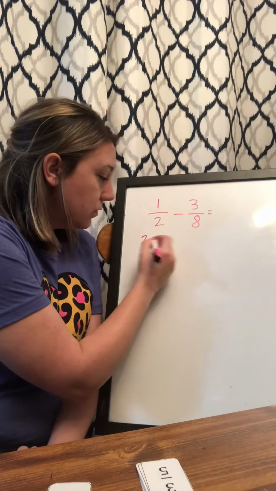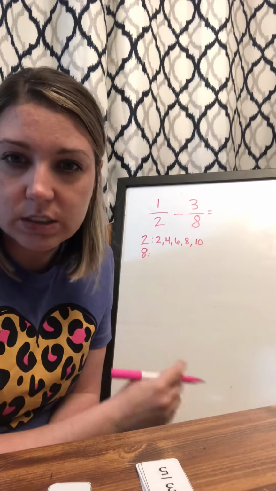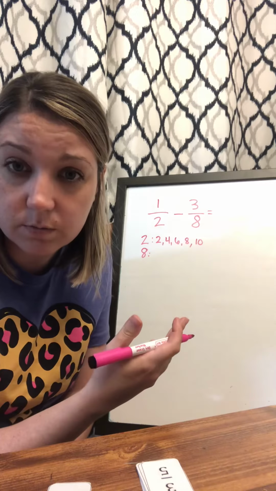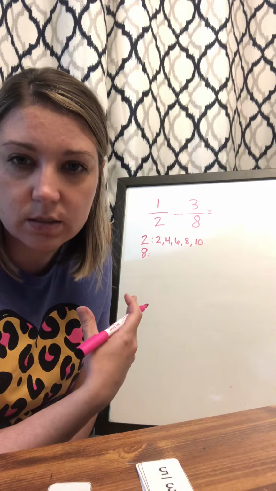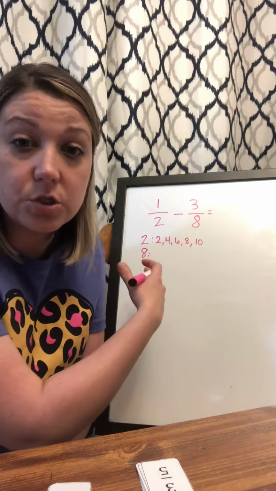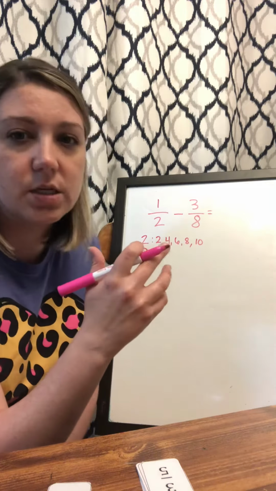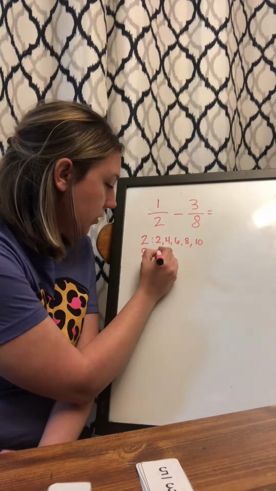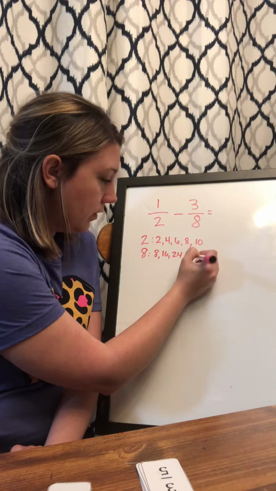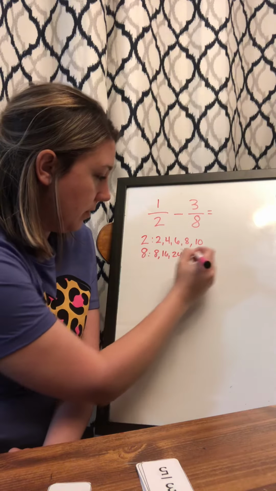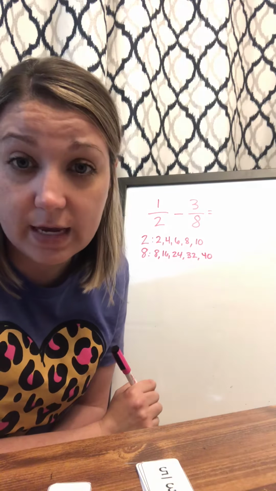I'm just going to count by 2s: 2, 4, 6, 8, 10. I always like for y'all to go to 5 multiples. You typically get it in that whenever we're working with these smaller fractions. Sometimes you may not need to go all the way to 5, and sometimes you may need to go a little bit further, but I like to stop at 5. Now I'm going to count by 8: 8, 16, 24, 32, 40. Now I see what numbers they have in common.